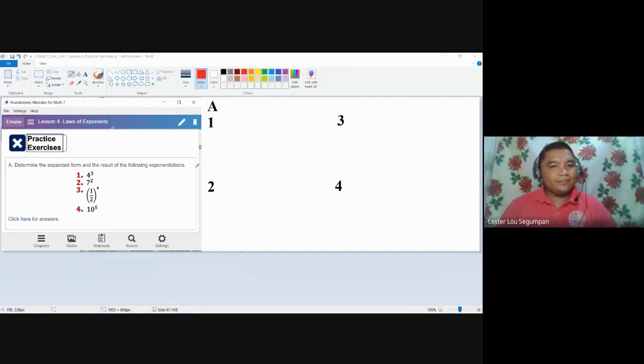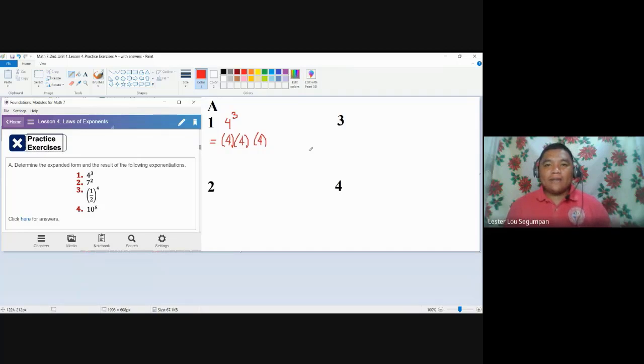Let's start. In number 1, you have 4 cubed. 4 cubed means there are three different terms of 4 multiplied to each other. Because exponentiation is the condensed form of repetitive multiplication.